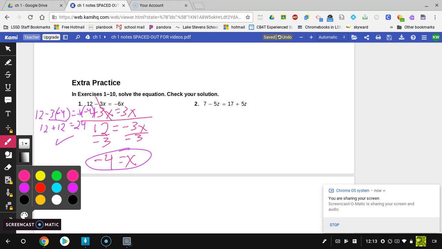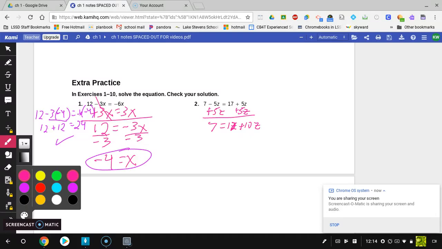Okay. Moving on to number 2. Again, we've got variables on both sides of the equation, so we want to move all of our variables over to one side. So I'm going to start by adding a 5z over. When I do that, I move all of my z's over to the right-hand side. That should be a 17 plus 10z.